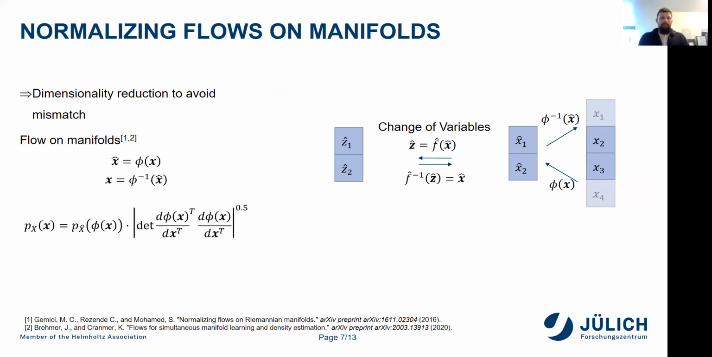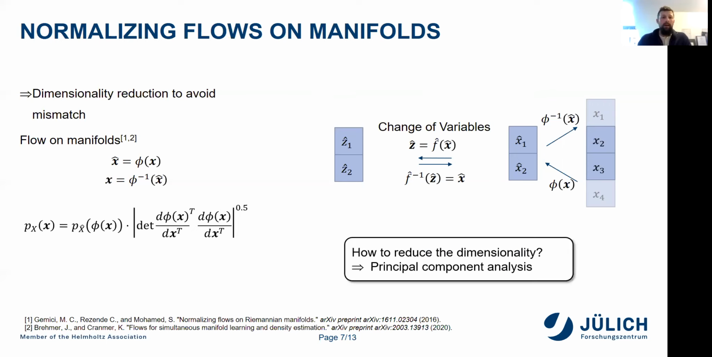Now, obviously, it would be nice if we had an exact map phi here that reduces the dimensionality and reproduces the data without any loss. But for most data sets, we simply don't have that. So what I would like to propose here is to use the principal component analysis. And on the next slide, I will show you that this actually has some very nice advantages to it.